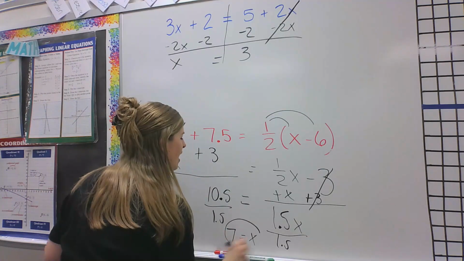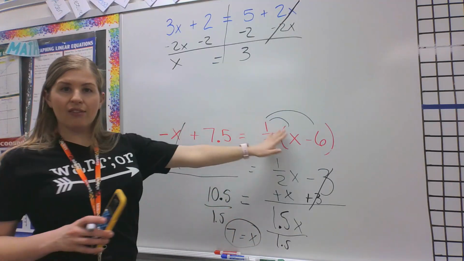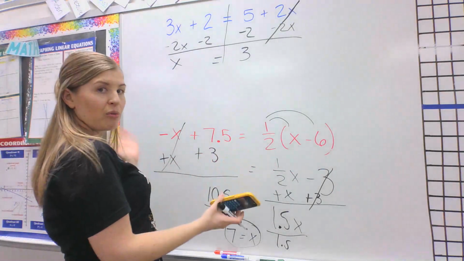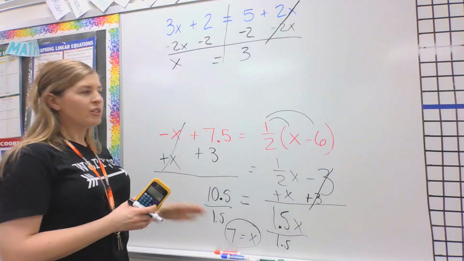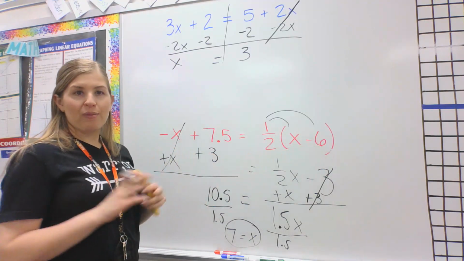7 equals x. Awesome. So you would just plug in this 7 for the x's here, see if they both balance. So this would be a negative 7x, this would be a 7 minus 6, and just go from there.